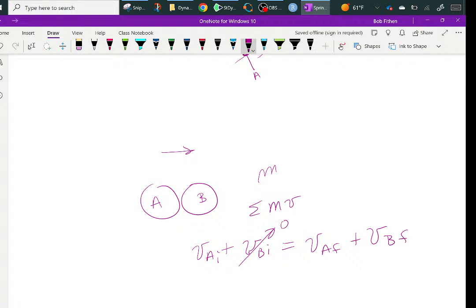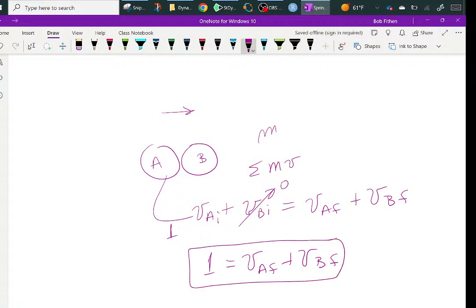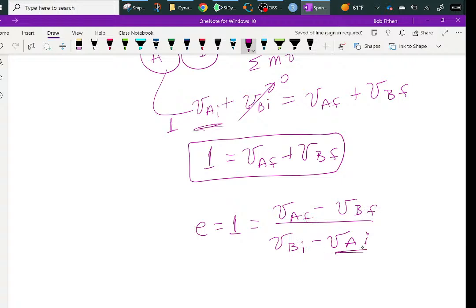So if this is equal to 0, you get an equation. Say this is coming in at just 1. You're just going to make it come in. 1 is equal to VA final plus VB final. And then you say, okay, so this is the momentum. So then you look at the coefficient of restitution. If it's equal to 1, you get VA minus VB over VB minus VA. And here you have the initial, and here you have the final. So what you have is this one is a 1, and that one's a 0.